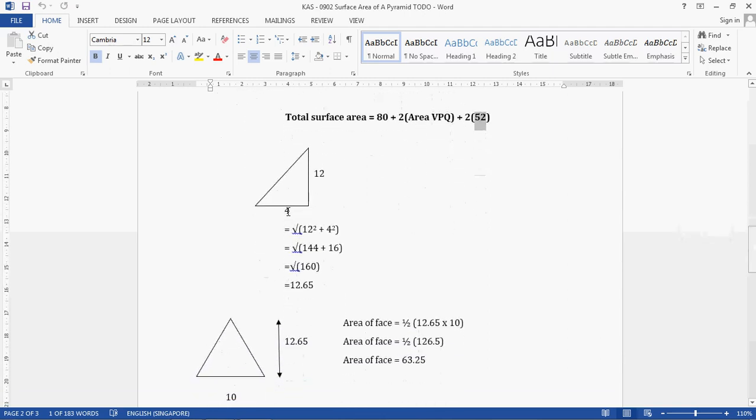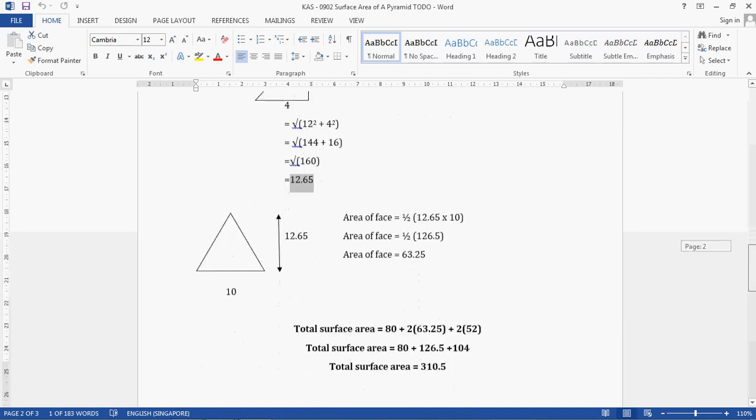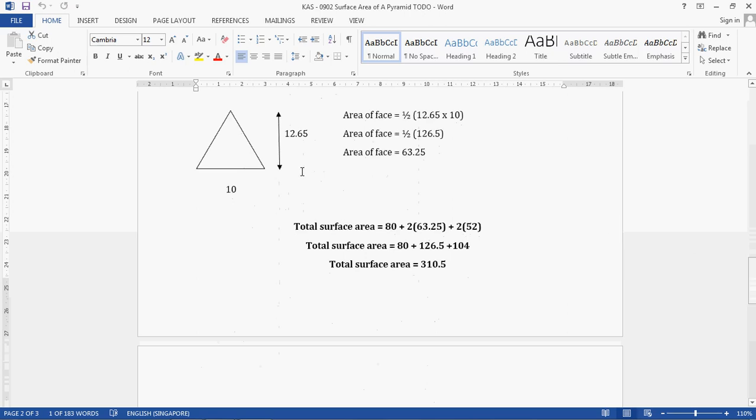Half of the base, height is 12. Go through using the hypotenuse rule. So again, square both sides, sum it, and of course the other side is a square, so I will square root it. I will get approximately 12.65. So that becomes my height of the triangle. So my height of the triangle is 12.65.